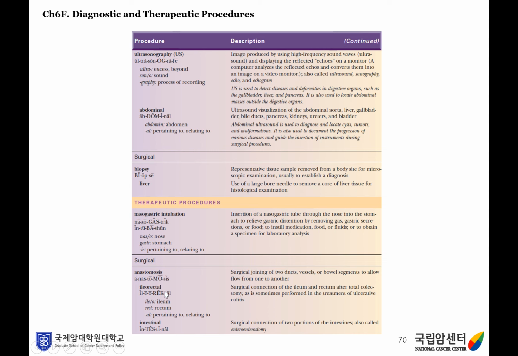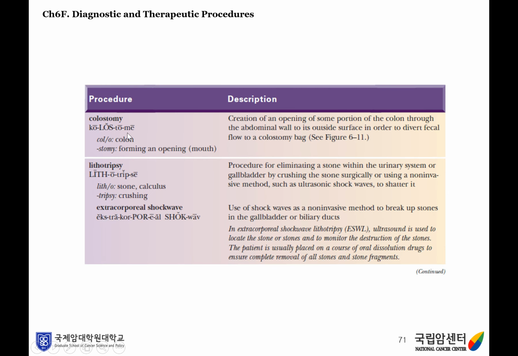And the surgical procedure terminology is anastomosis, which means surgical joining of two ducts, vessels, or bowel segments to allow flow from one to another. Colostomy. In here, stomy means forming an opening. Col means colon. So colostomy means creation of an opening of some portion of the colon through the abdominal wall to its outside surface in order to divert fecal flow to a colostomy bag. Lithotripsy. Lith means stone. Trips means crushing.